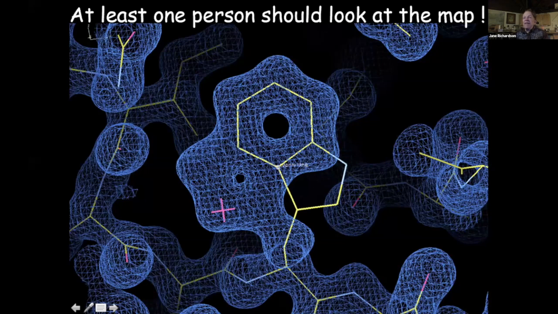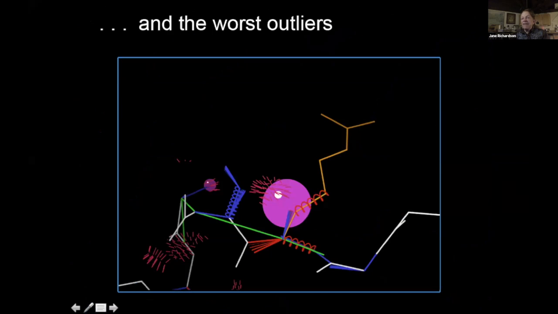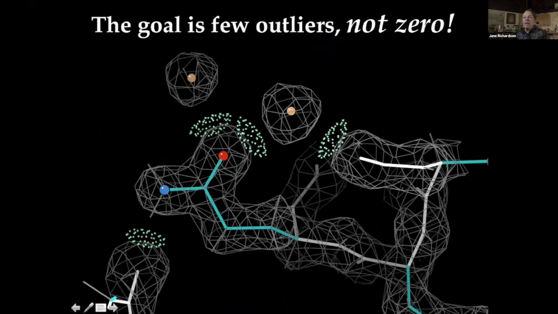So the punchline, one of them, is that at least one person should look at the map. This backwards tryptophan is an old classic. They happen occasionally, but it is a classic example of what you shouldn't have. And the worst outliers: this is a huge C beta deviation and lots of problems. But again, the goal is to have only a few outliers, not zero.